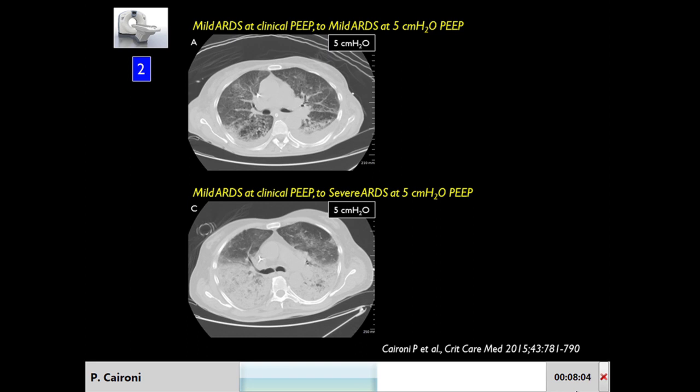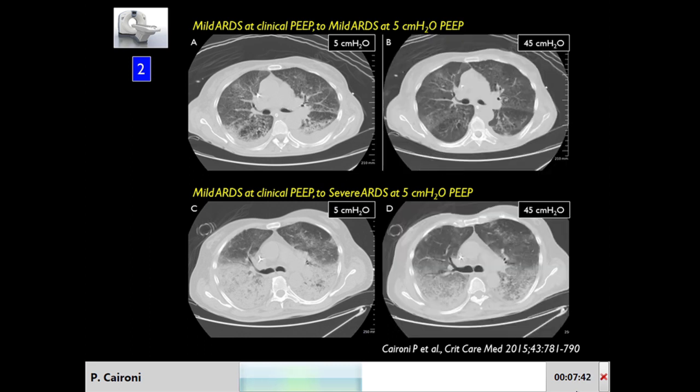This patient, of course, was better than this patient. And when we reclassified that patient according to gas exchange at 5 centimeters of water PEEP, it remained in the mild category, while when we classified this patient according to gas exchange taken at 5 centimeters of water PEEP, it went to the severe category of ARDS. And this, of course, was lung recruitability. These patients had a higher lung recruitability as compared to the other patients.